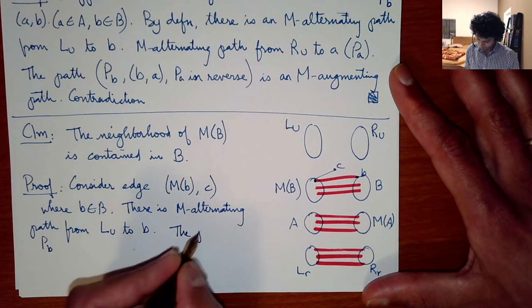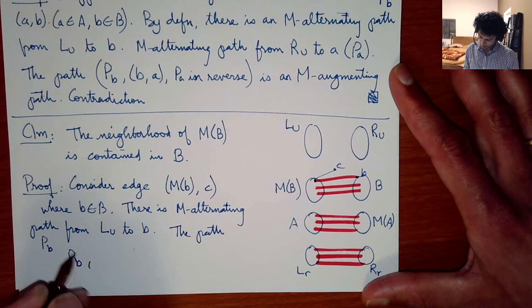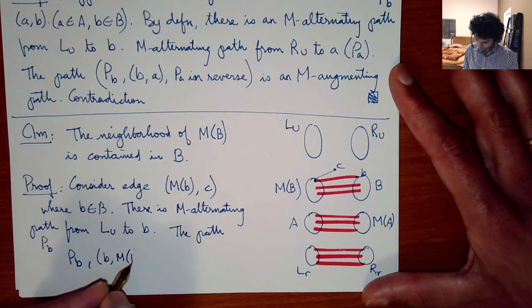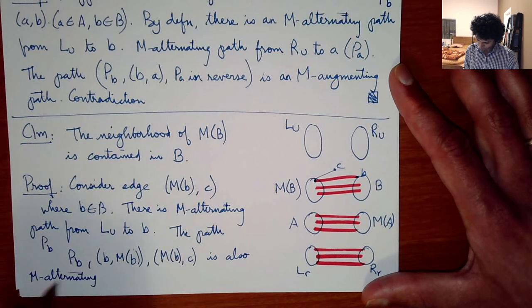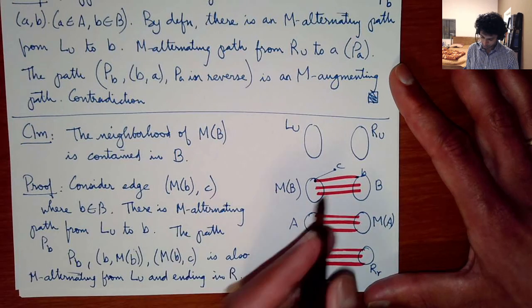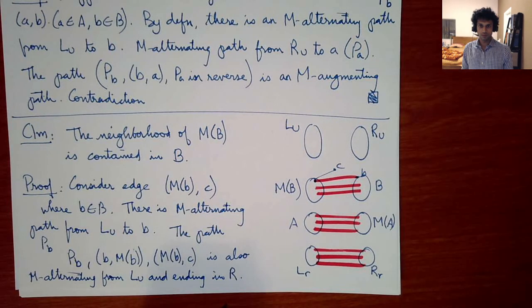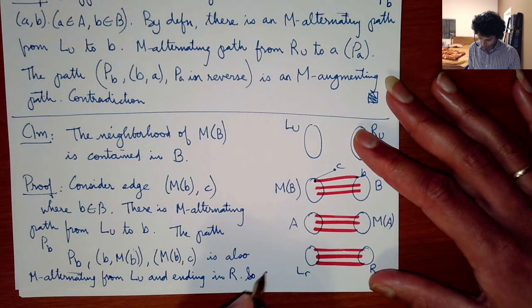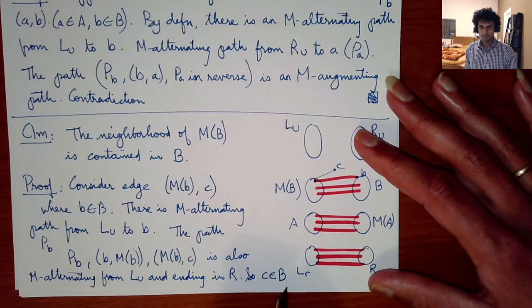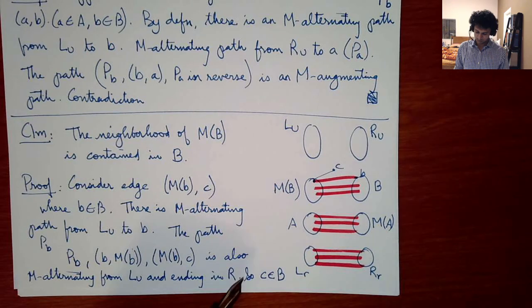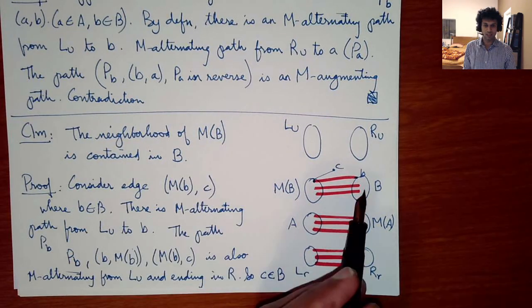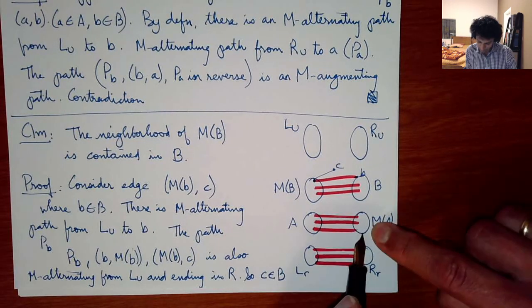Now the path PB, then b to M of b, and then from M of b to c is also M alternating from LU and ending in R, because this is going to end back in R. But then that's the definition of B. So c is actually an element of B. Because by definition, if you can find an alternating path starting from LU and ending on the right side, that endpoint is in B. So the neighborhood of M of B is contained in B. So this vertex c must be contained in here. Analogously, the neighborhood of M of A is contained in A.